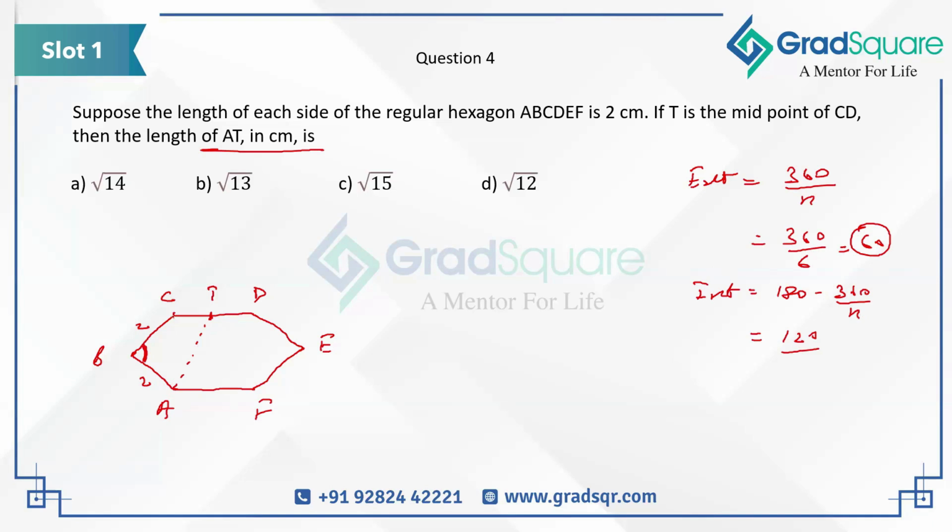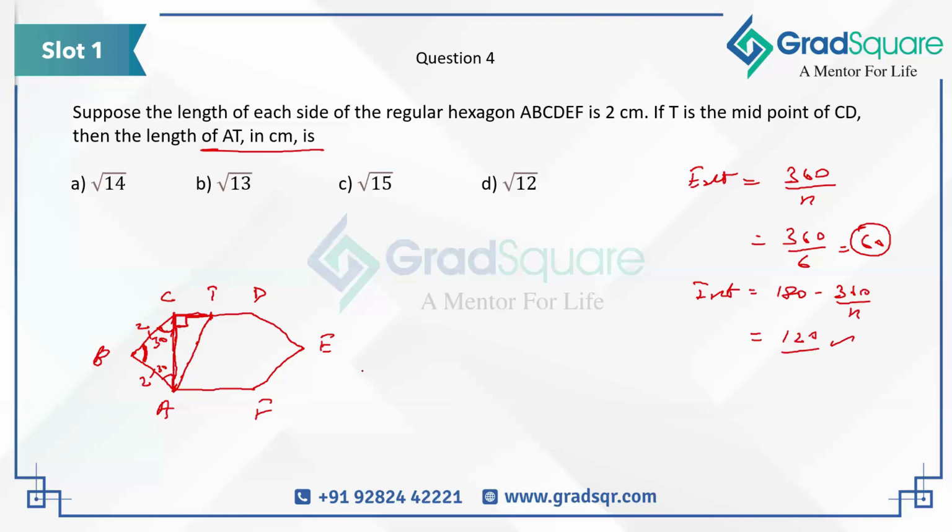Correct? Now, join C to A also. If you join C to A, you will realize in the triangle ABC, you have an isosceles triangle with these sides being 2 and 2. So this angle over here must be 30 degrees and this angle over here must also be 30 degrees. The overall interior angle was 120. So this leftover angle ACT will turn out to be 90. Why? Because the total BCT was 120, this was 30, so this has to be 90.